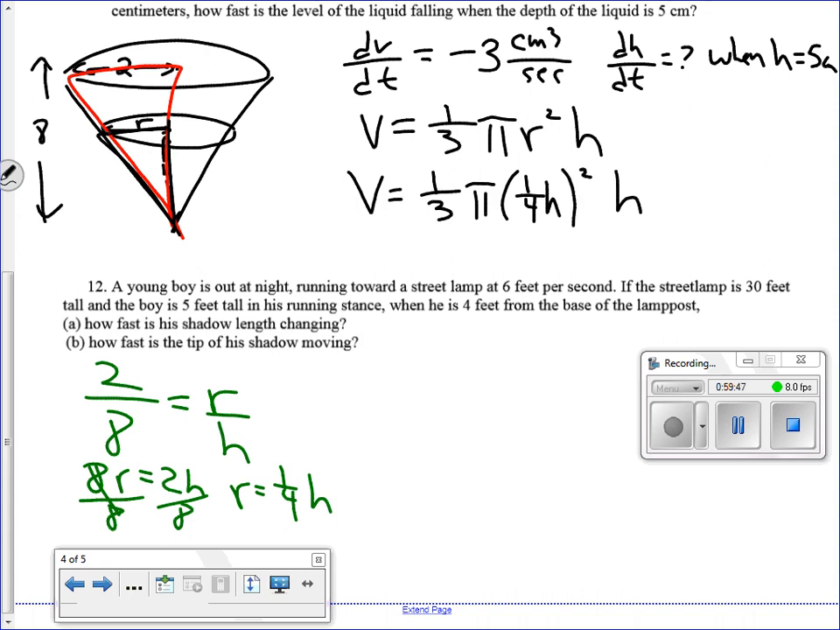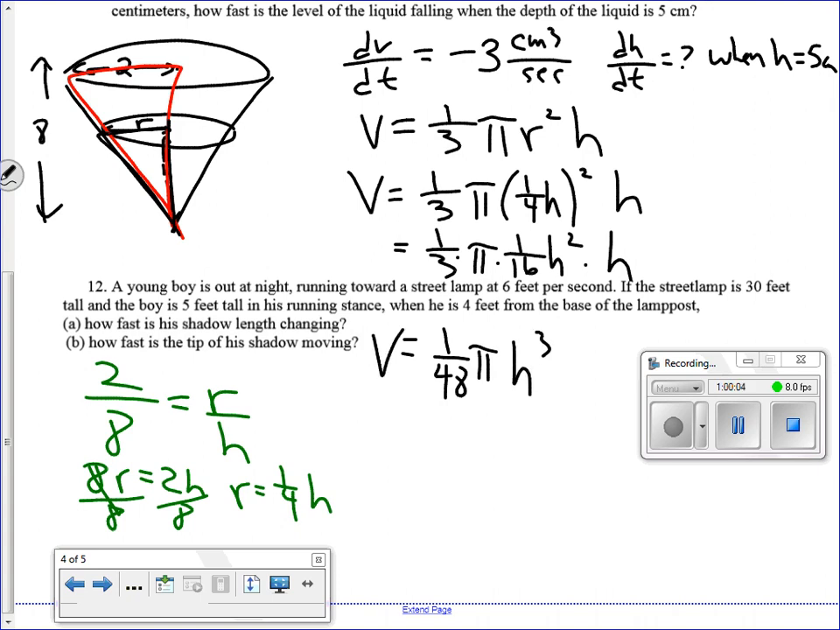Now if we square 1/4 h, we get 1/16 h squared. And if we move all the constants forward, 1/3 times 1/16 is 1/48, and we have the pi h cubed. So now we have a formula for the volume in terms of h, the height. So now we can take the derivative of both sides with respect to t. 3 times 1/48 is 3 over 48, which is just the same as 1/16 pi h squared dh dt.